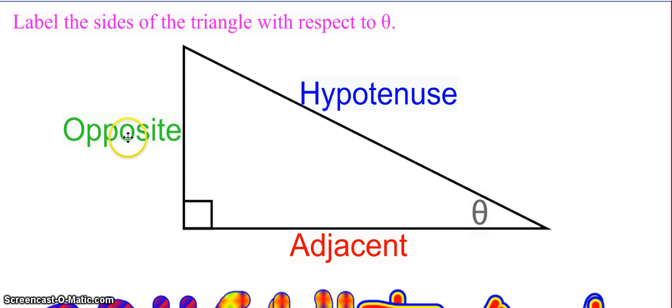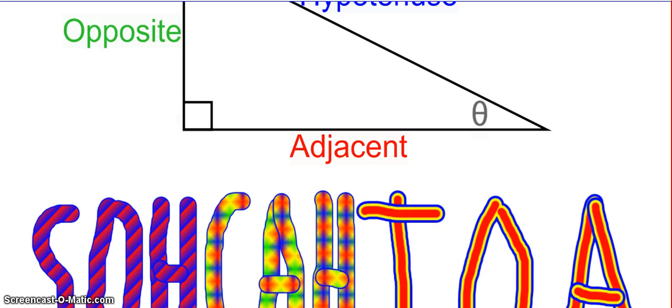So whatever side is across from theta is the opposite side. Whatever side is next to theta is the adjacent side, as long as that side isn't the hypotenuse, which is the longest side. The hypotenuse is always opposite the right angle. What we're going to be dealing with today are just right triangles, so there will always be a right angle. The reason why we care about these labels is this is how the trig functions are defined.